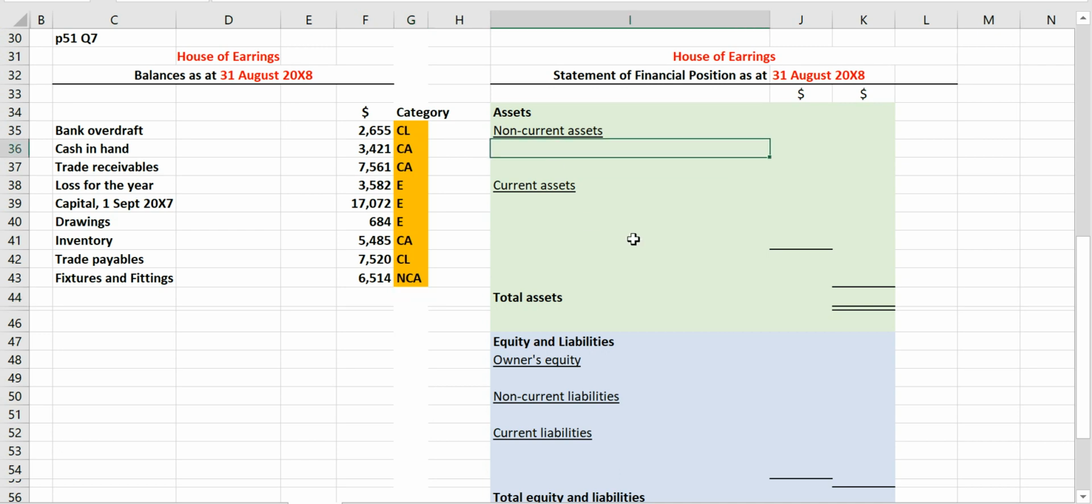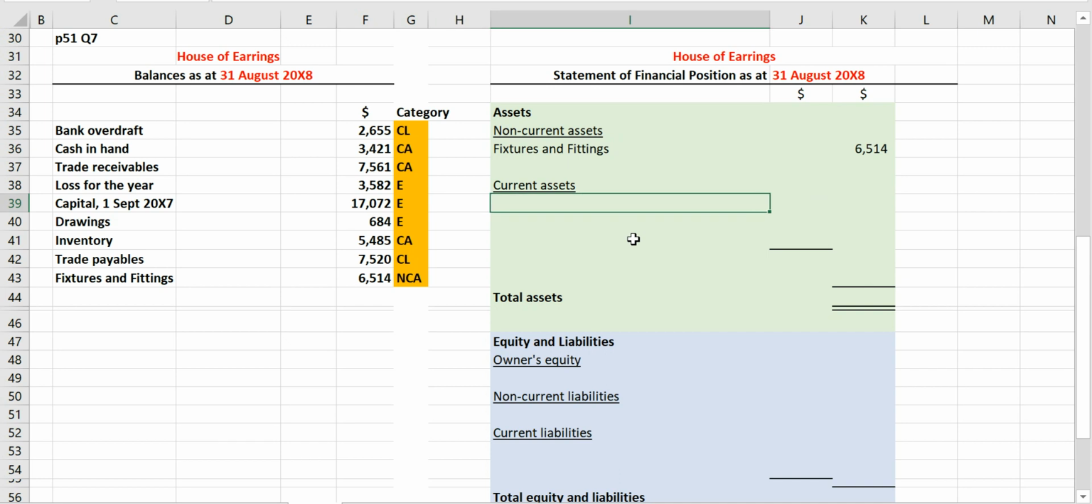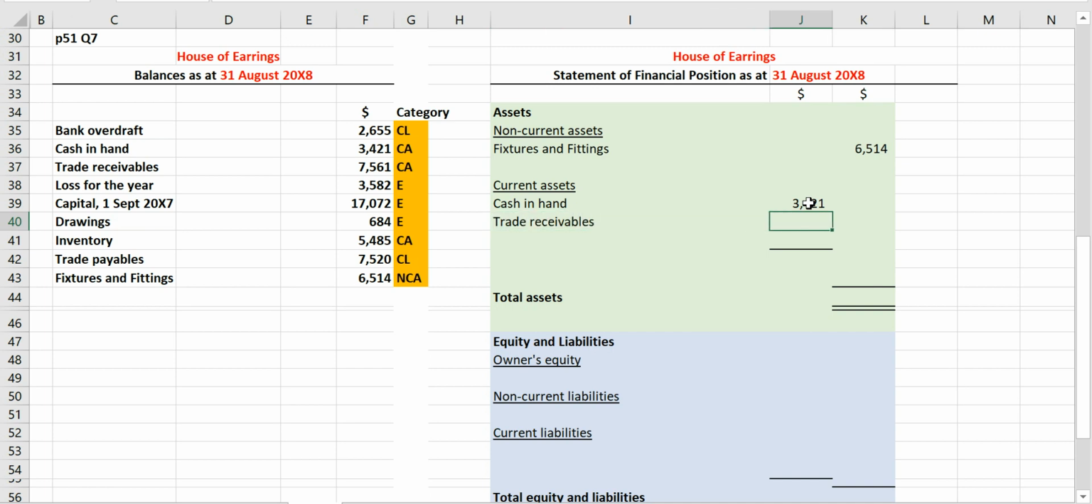Let's begin. For non-current assets, there is only one item for this particular question: fixtures and fittings. So we do not need a subtotal column. We use column K to record this amount, 6514. Then for current assets, we have 3 items: cash in hand, trade receivables, and inventory. Cash in hand, we have 3421. Trade receivables, we have 7561.